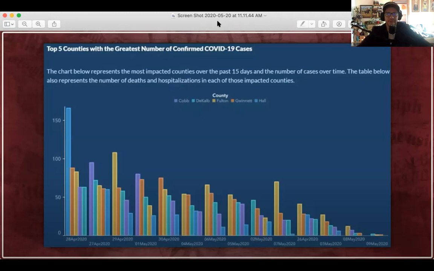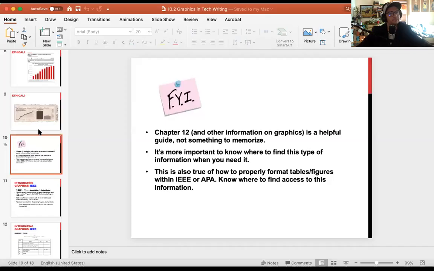Okay, so let's jump back here. So let's go back to graphics. All right, so chapter 12 you're required to look at. Now, there are a lot of rules with tables and figures. You're required to include various tables and figures in your IMRaDR report for the draft this weekend.